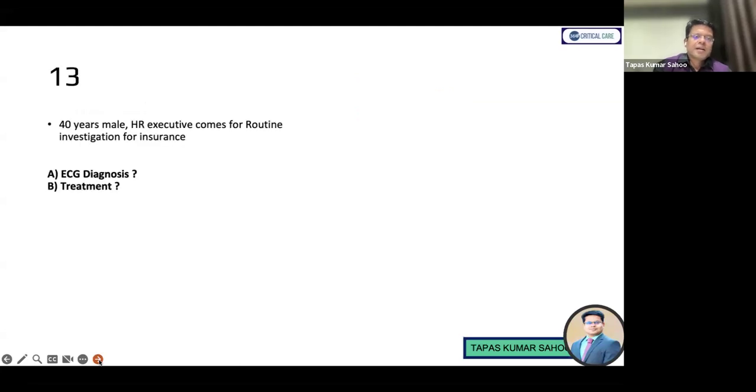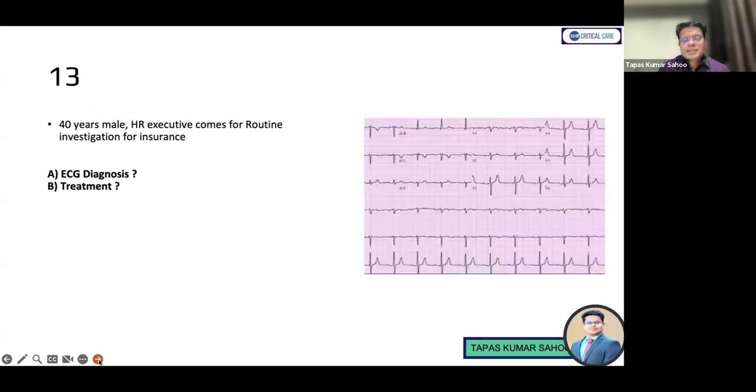Clear? Now, question number 13. A 40-year-old male HR executive comes for routine investigation for insurance. You get the ECG like this. What is the ECG diagnosis? What is the treatment?